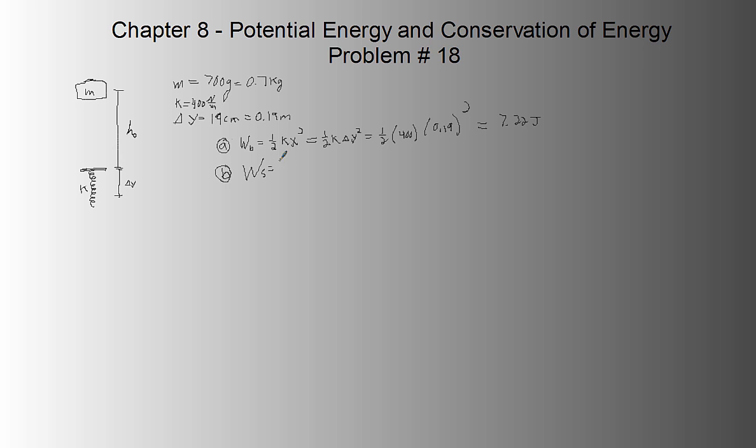The work done by the spring is 1/2 k delta y squared. Same, but we're going to make it negative, because it is negative work. Alright, part C.